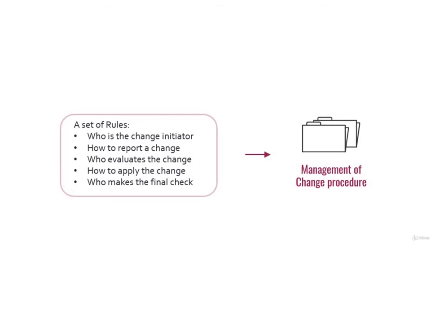Who evaluates the change? Usually there is a committee made by the employees that have the required technical skills to evaluate it. How to apply the change? Who makes the final check? These rules could be put into a written procedure so that there is no risk that they slightly change or get bypassed. Of course, setting the rules is just the first step. What really matters is that they are used.